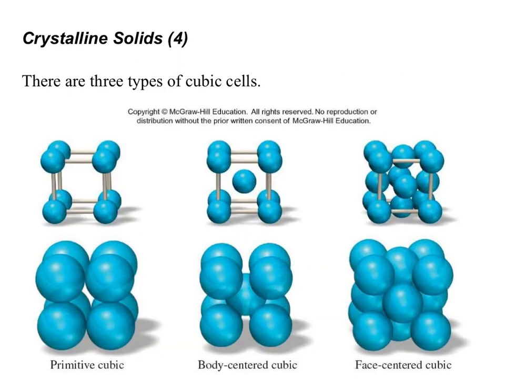You have the primitive cubic, which is just an atom on every corner of the cube. There's the body-centered cubic, which is an atom on every corner of the cube plus an atom in the center of the cube. And then you have face-centered cubic, where you have an atom at every corner of the cube and on every face of the cube. As you can tell by these cubic cells, you would expect the face-centered cubic to have the most atoms or the highest coordination number, whilst the primitive cubic should have the least atoms or the lowest coordination number.